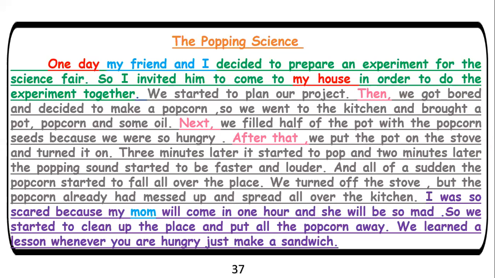You have here the red color. It shows the setting, when and where. One day, my house. You have the blue color, which is the characters, my friend and I, and down you have mom. The green color here shows the situation at the beginning of the story. Okay, you have the pink color, which shows the transition words. Then, next, after that, don't forget the comma after each one.